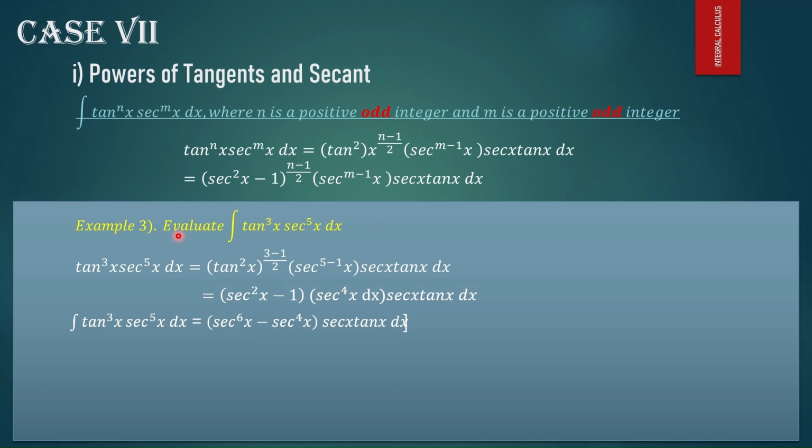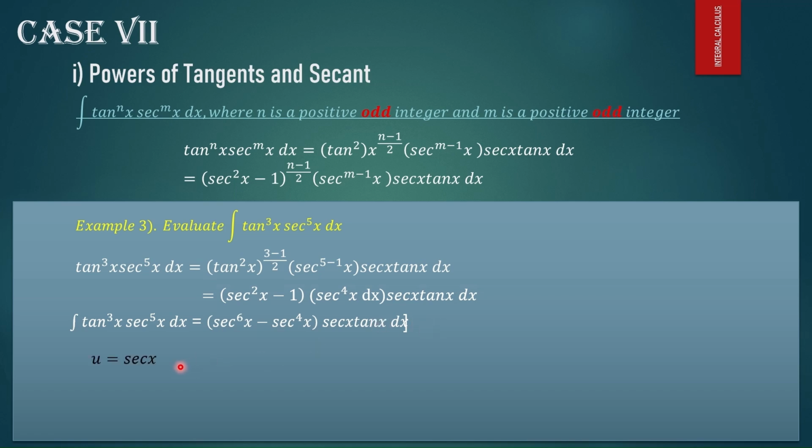Let's have the first example under this case. Evaluate the integral of 3 power of tan x times 5 power of secant x. We factor out secant x tan x. By Pythagorean identity again, tan squared x is equal to secant squared x minus 1. So we can now distribute 4 power of secant x and get 6 power of secant x minus 4 power of secant x multiplied to secant x tan x dx.